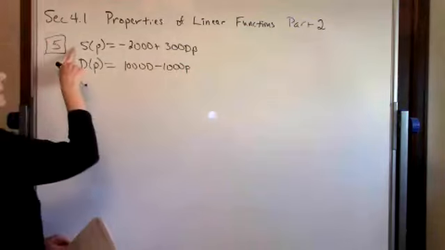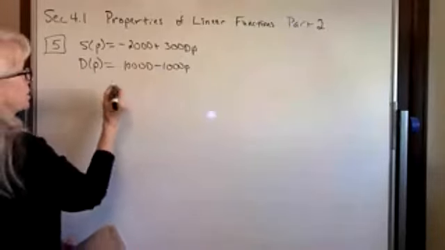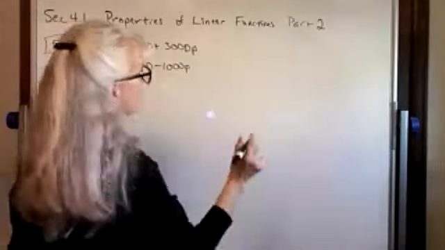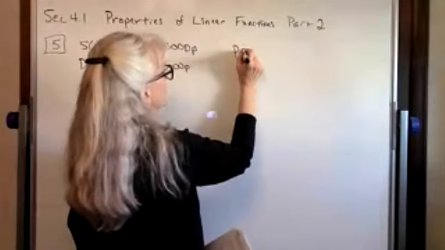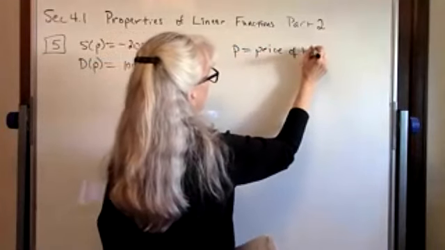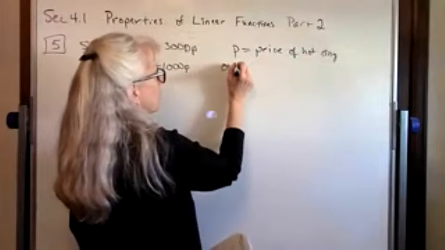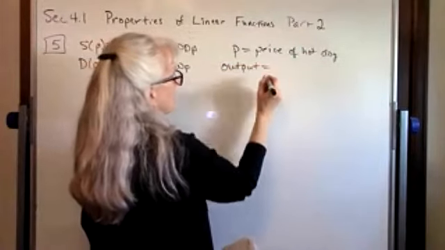So again, S stands for supply, D stands for demand. And just so we have it, keeping track of what these variables are, P is going to be the price of the hot dog, and then the output is going to be the number of hot dogs.